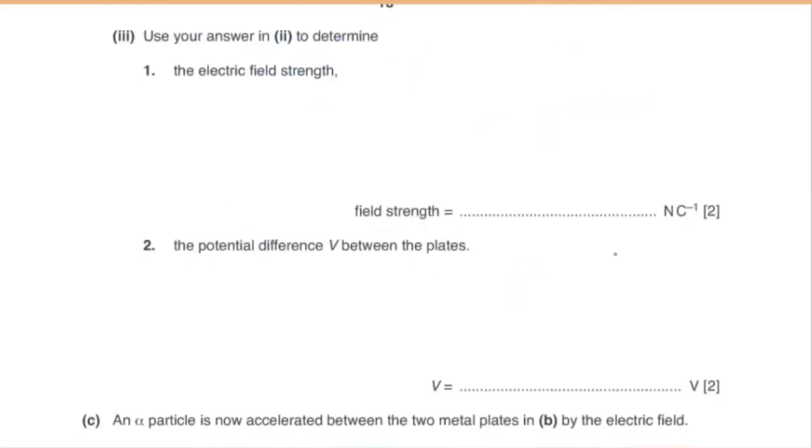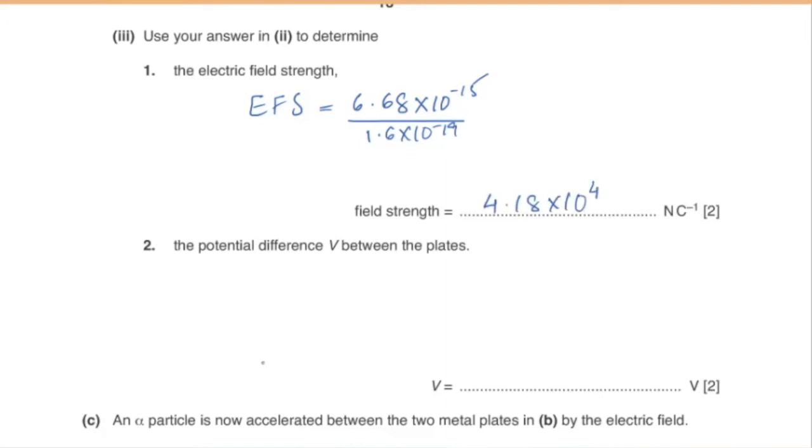Part 3, use your answer in part 2 to determine the electric field strength. Electric field strength is equal to force divided by charge. Force exerted on the proton from the previous part is 6.68 into 10 to the power of negative 15, and the charge of a proton is 1.6 into 10 to the power of negative 19. Hence, the field strength that acts on that proton is 4.18 into 10 to the power of 4 newtons per coulomb.